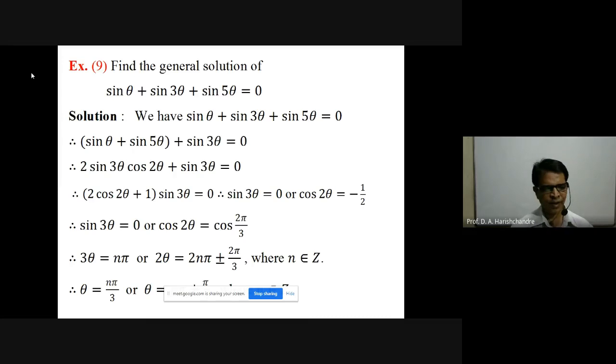Example number 1. Find the general solution of sin theta plus sin 3 theta plus sin 5 theta is equal to 0. Okay. Consider the given trigonometric equation: sin theta plus sin 3 theta plus sin 5 theta is equal to 0. Okay. First of all, club sin theta and sin 5 theta in one bracket, and keep sin 3 theta aside for the time being.